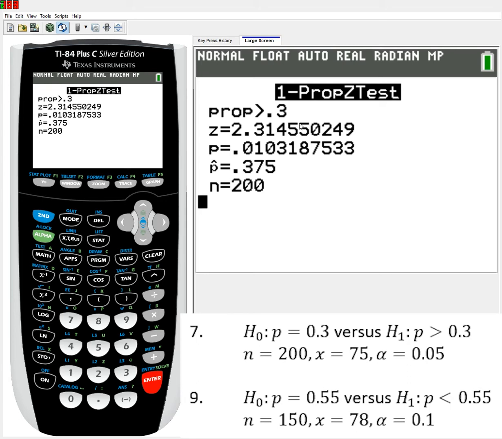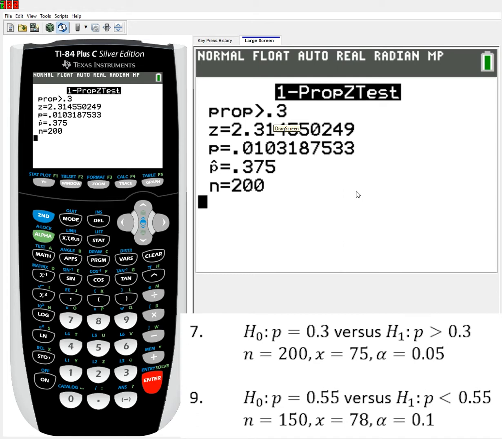Note that everything that we have is presented to us. We have prop is greater than 0.3, so we can compare it to the alternative and make sure we did the right one. What we are given is z, the test statistic. We're given p, which is the p-value. This is not a proportion. Well, not really. This is the p-value that we see to see the likelihood of getting something as extreme or more extreme than what we got. And we're also given p hat, which is the sample proportion. Note that 0.375 is indeed greater than 0.3, but we wanted to see if it's significantly so.